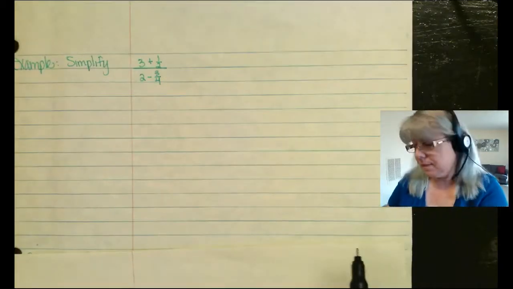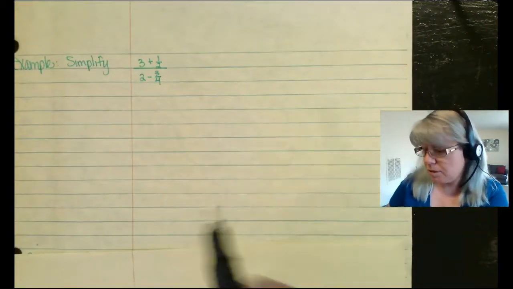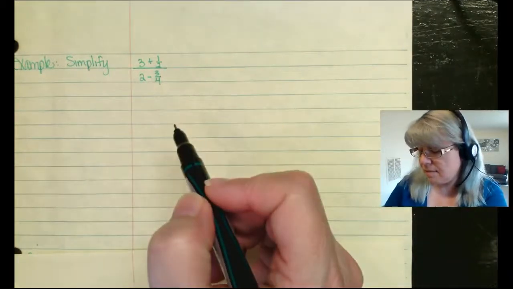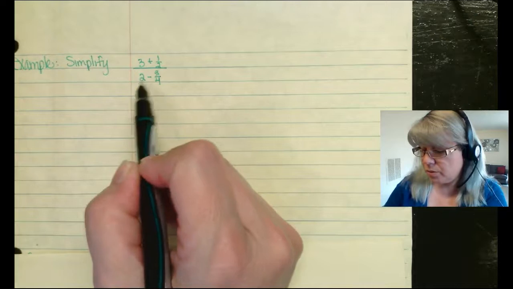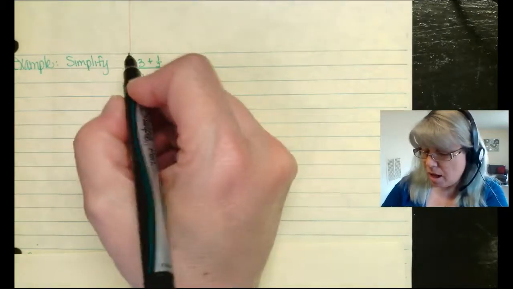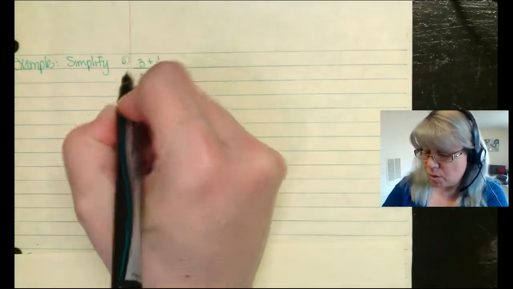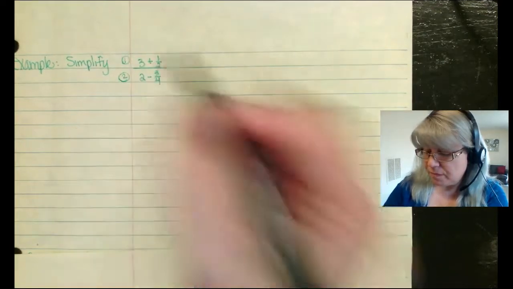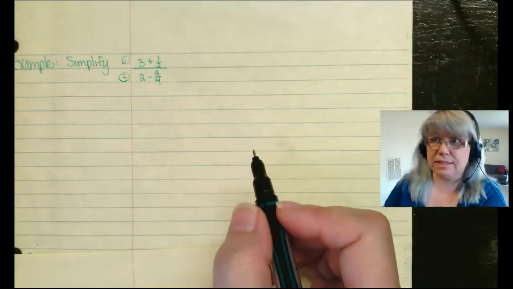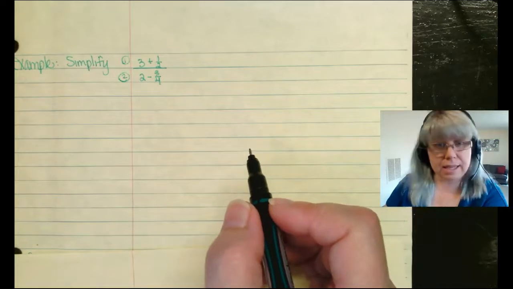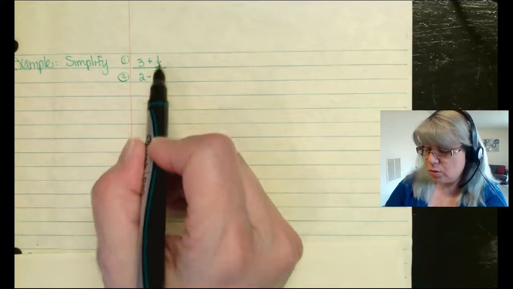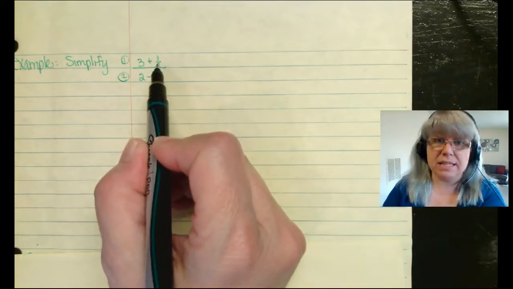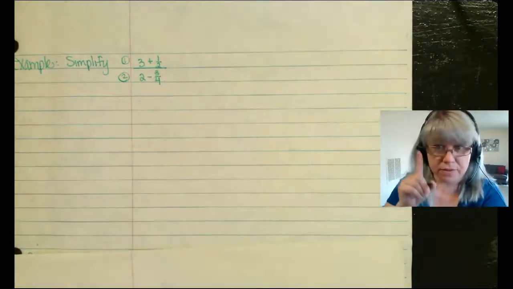All right, let's work through some problems. Again, I have a complex fraction, 3 plus 1/2 all over 2 minus 3/4. I'm going to treat this as two different problems. Okay, couple ways of looking at this. Because I could be clever and say if a whole number is added to a fraction, that is a mixed number. So here's my first idea.